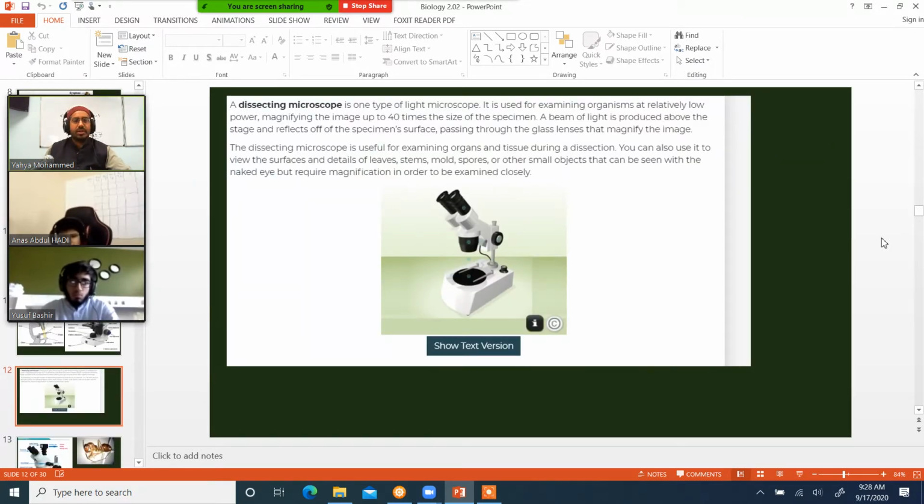Let's go over here. So there are different kinds of microscopes that use light, right? The one that we just looked at is called a compound microscope. That's where you put a slide on it and the light comes through it, right? This is called a dissecting microscope. What is the difference, Anas, between this one and the one that we just looked at?